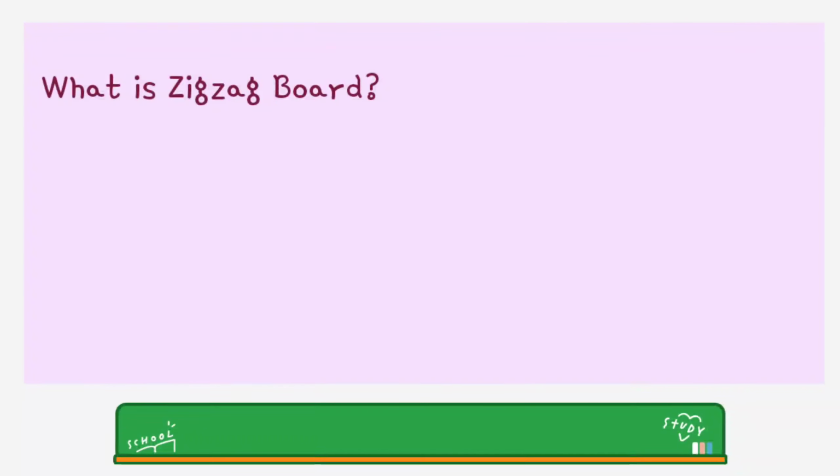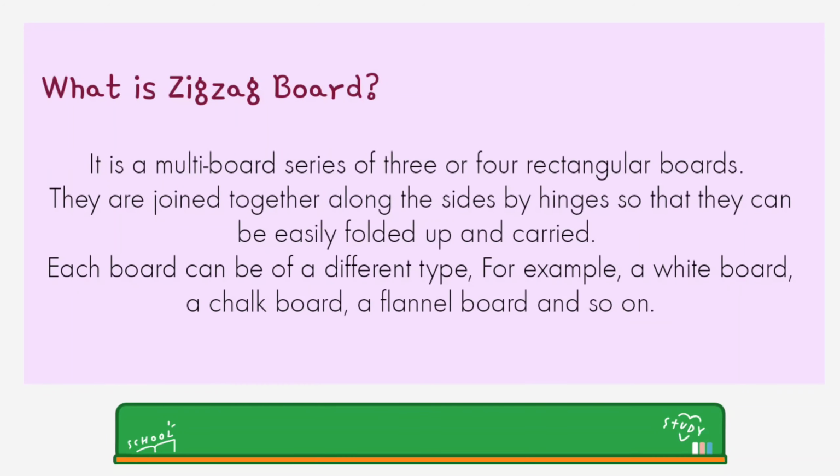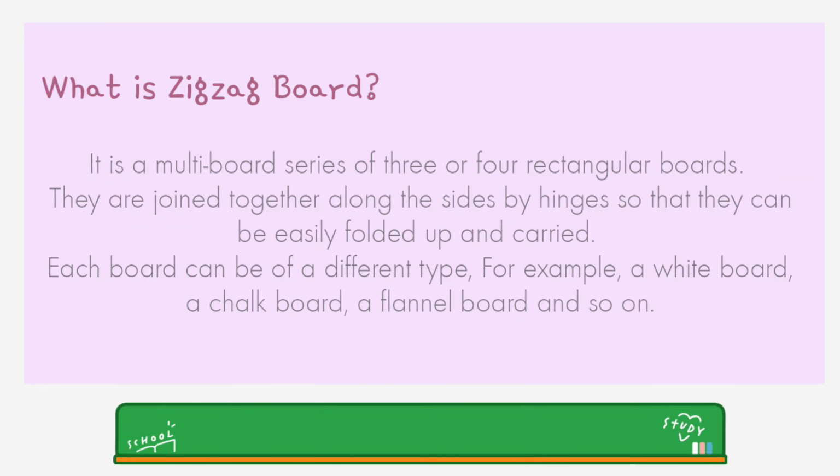What is zigzag board? It is a multi-board series of 3 or 4 rectangular boards. They are joined together along the side by hinges so they can be easily folded up and carried. Each board can be of a different type. For example, a whiteboard, a chalkboard, a flannel board, and so on.